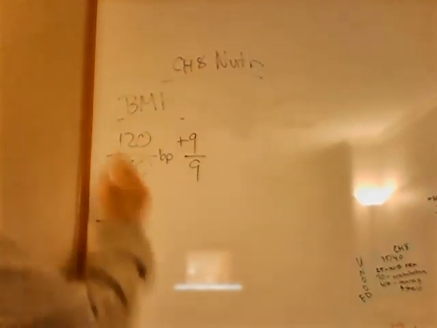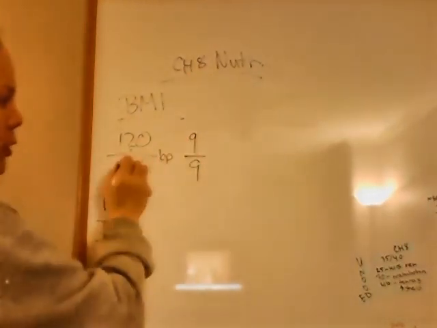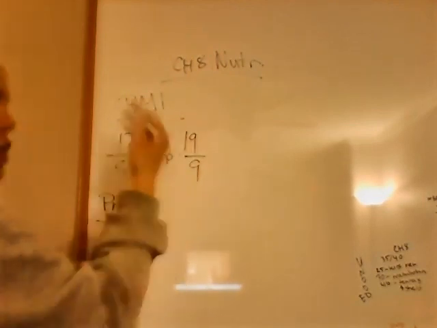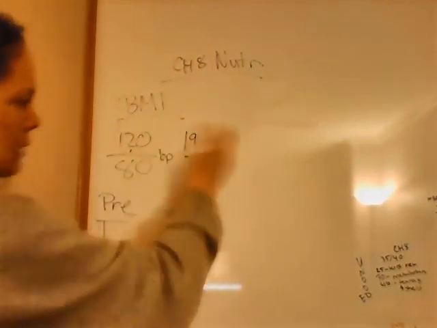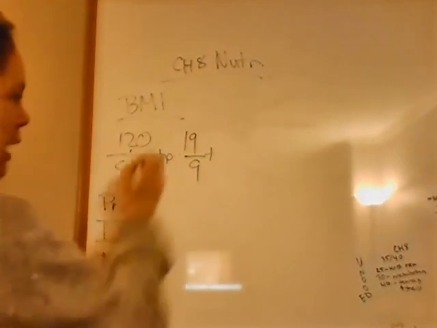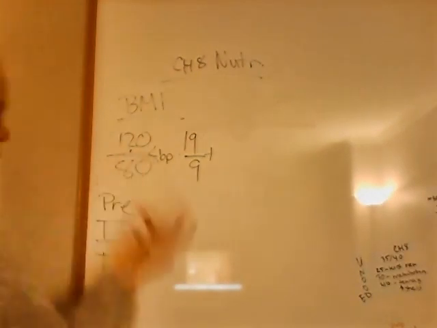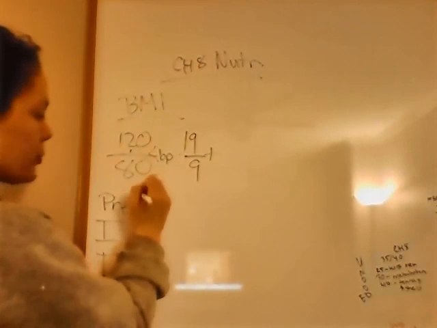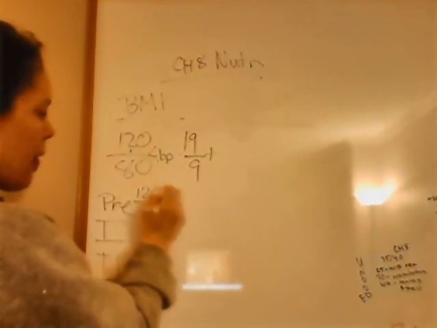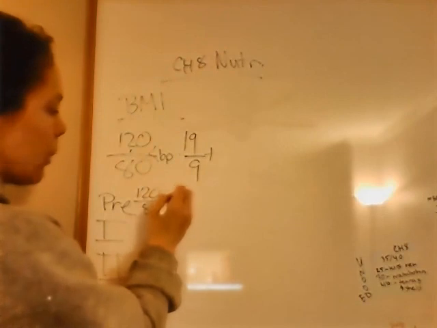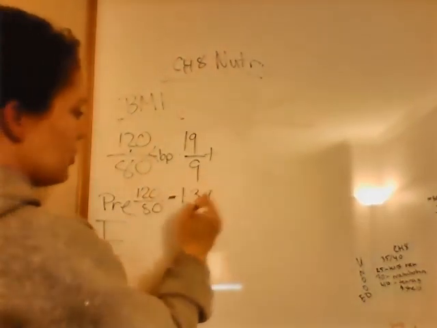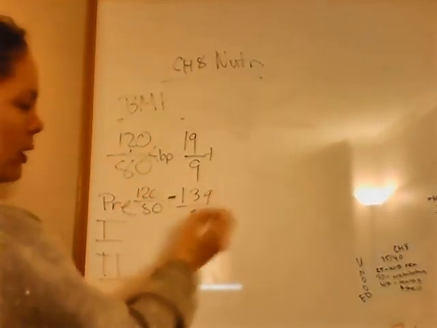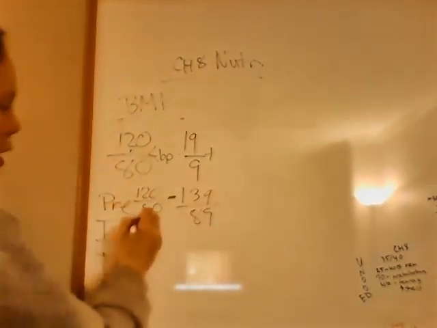So here's where we go from this. Now, this number is bigger, of course, so you're going to add on a 1. So we have 19 and 9. And each time we go up a stage, we're going to add on this 19 and 9. Anything above 120 over 80 is going to be pre-hypertension. So our range will be 129 through 139 over 89 for pre-hypertension.